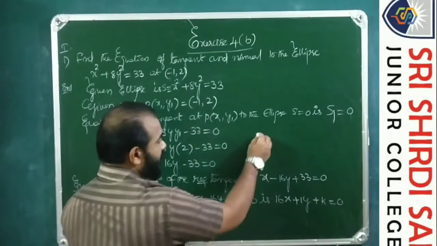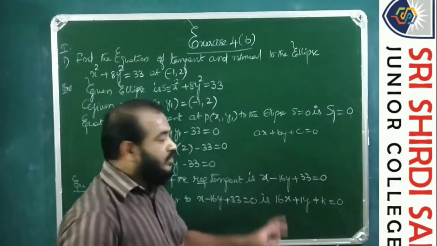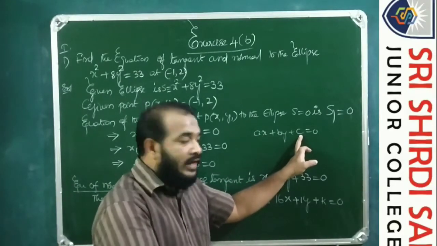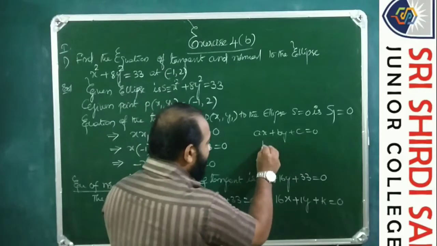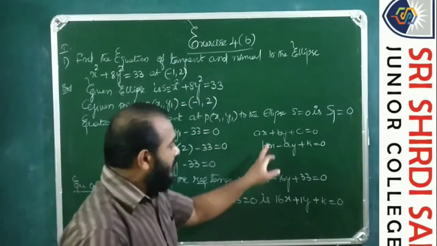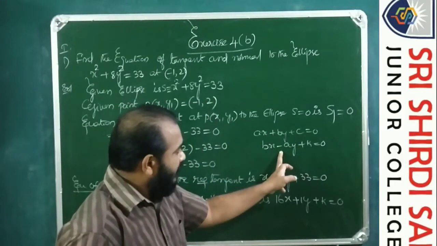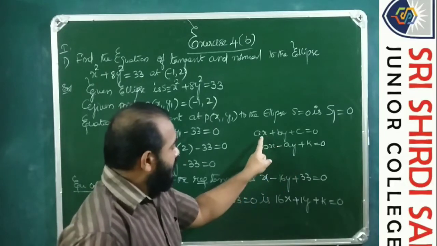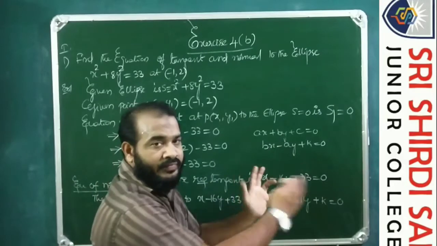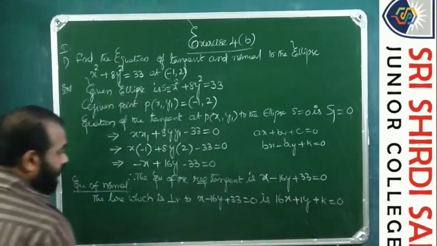Because for ax plus by plus c equals 0, the line which is parallel to this is ax plus by plus k equals 0, and the line which is perpendicular to this is bx minus ay plus k equals 0. That means the sign between ax and by is changed, and the x coefficient and y coefficient are interchanged. So the same I have written here also.